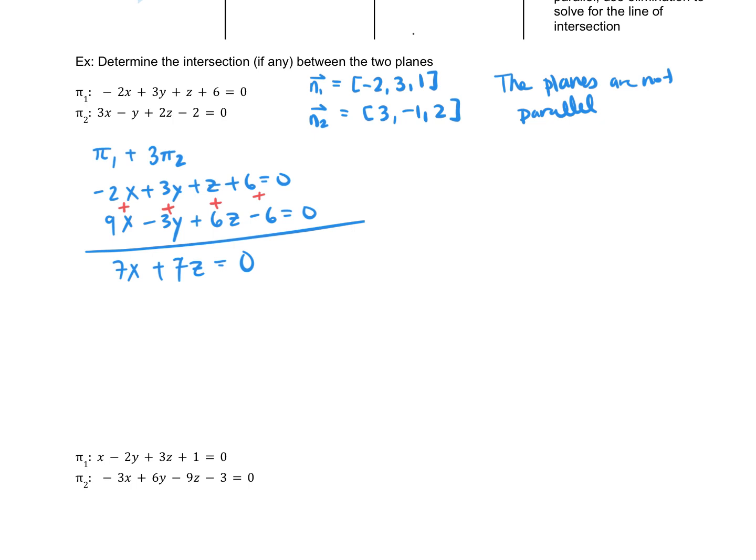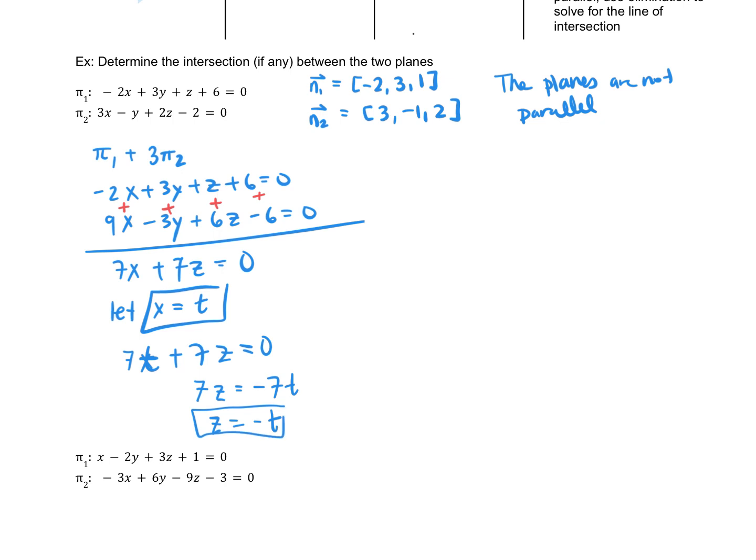So from here, because we know we have a line of intersection and the vector equation of a line has that parameter in it, I'm going to set one of the variables that I have left equal to the parameter. So I'm just going to say let x equal t. And that is actually our first parametric equation. And now I can sub that in to that 7x, but instead I'm going to put 7t plus 7z equals 0. And then I'll isolate for z to get my next parametric equation. Then divide by 7. So there's another parametric equation.